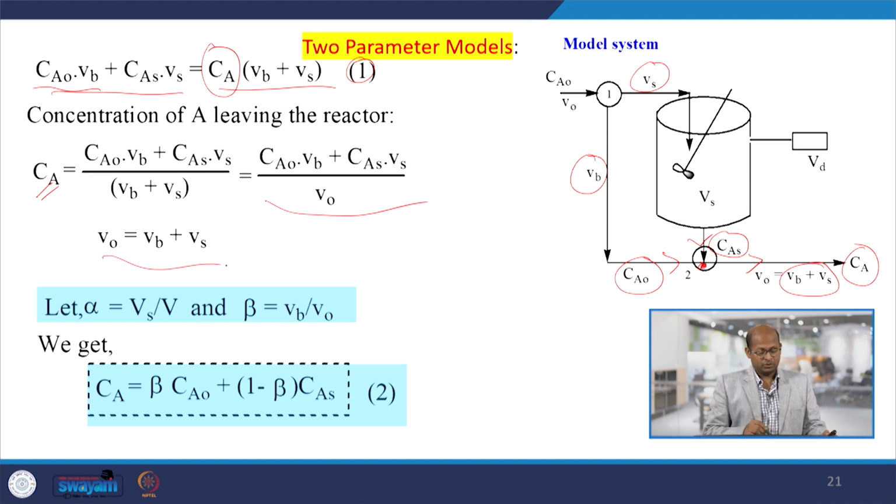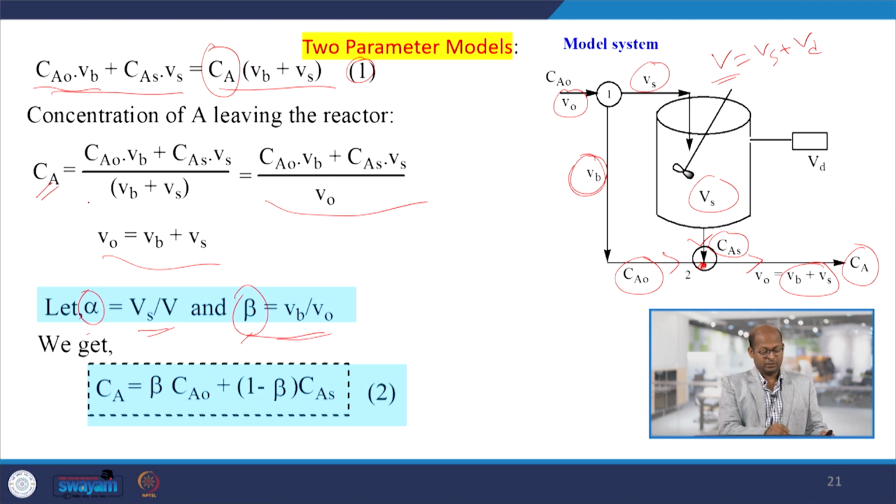Now we are considering two parameters, alpha and beta. Alpha equals Vs by V, where Vs is the system volume and V is the actual volume of the reactor, considering dead volume. Beta equals Vb by V naught. So beta is the volumetric flow rate ratio, and alpha is the system volume by total volume. Now Ca, we have to express in terms of alpha and beta. In equation 2 we are getting it only in terms of beta, since alpha is not possible here.